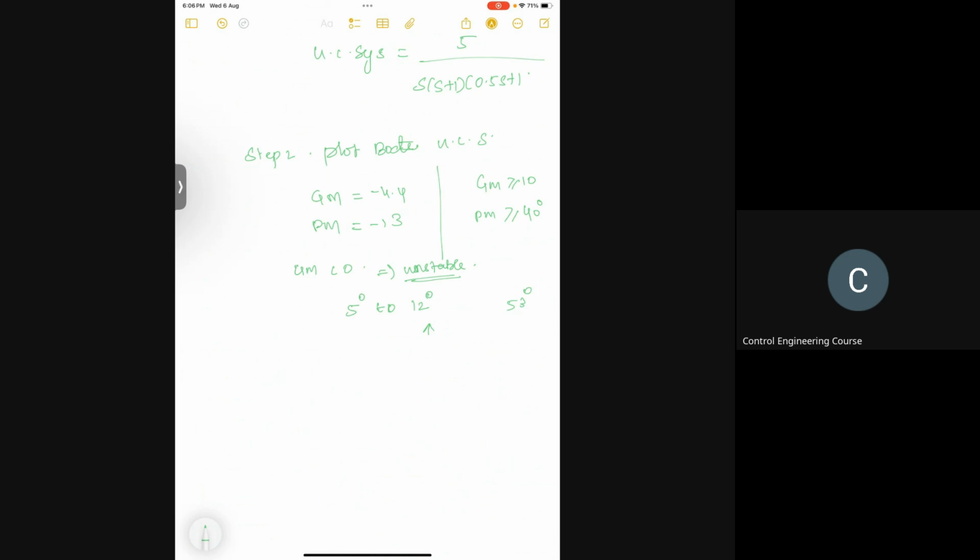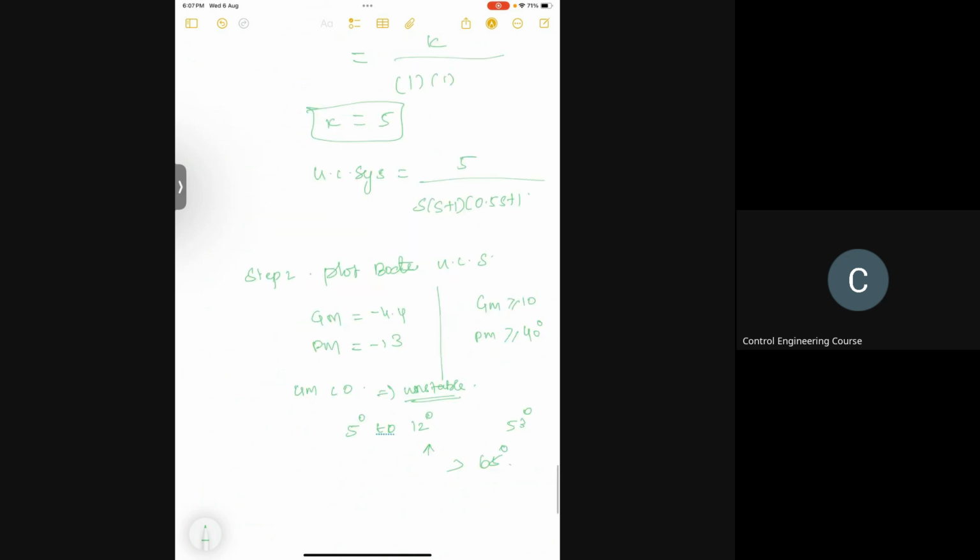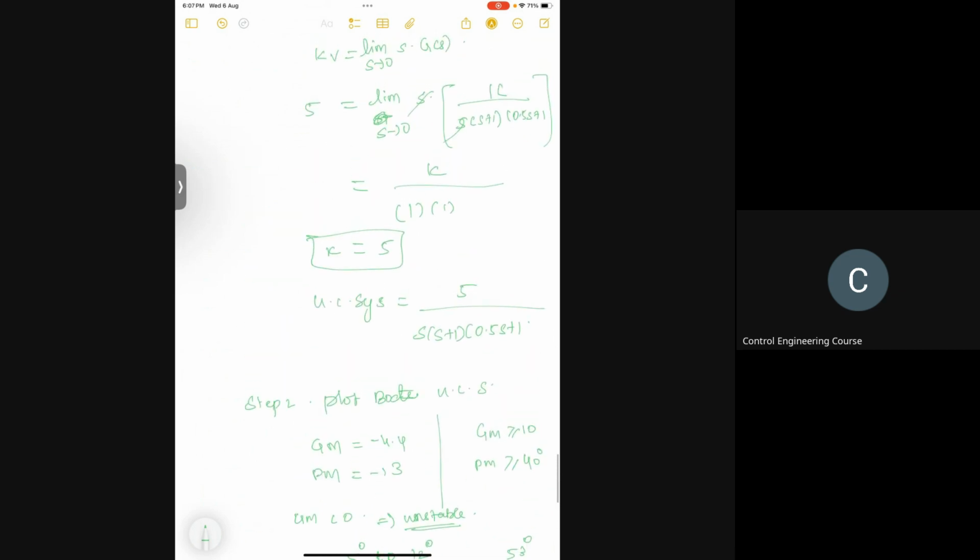to pull to 40. So around 65 degrees. I'm just keeping it around 65 degrees. First of all, we need to find the phase angle of the uncompensated open loop transfer function. This phase angle is how much at omega equal to 0.5?